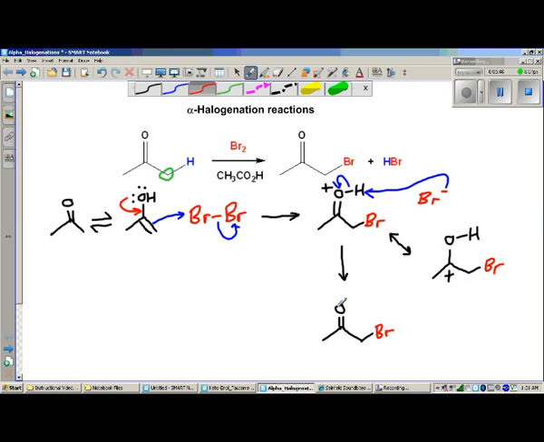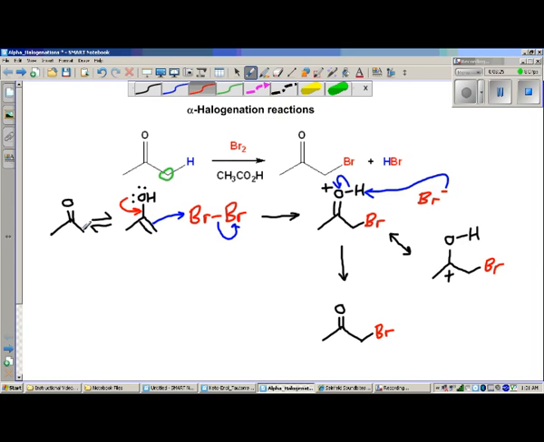That's your alpha bromo ketone. In this case, 1-bromo propanone, I suppose. And that will be a product. This can also be done in base, but the book mainly focuses on this done in acid, and that is an alpha bromination. Bromination of the alpha carbon. It doesn't happen at any other carbon, only ever at the alpha carbon. Okay?